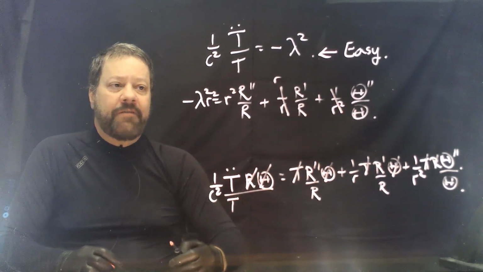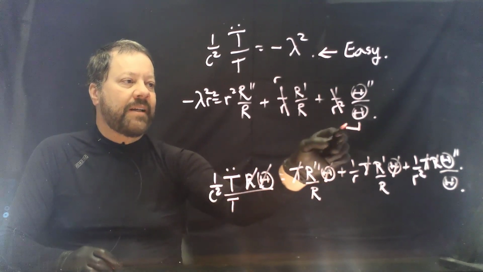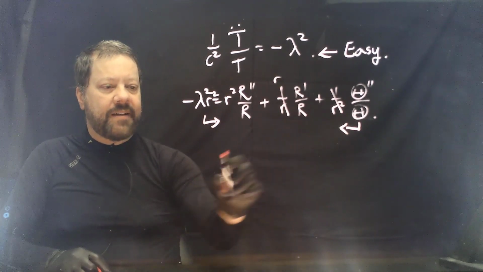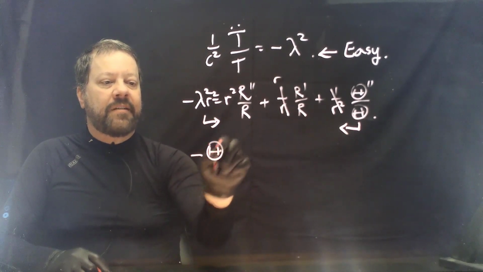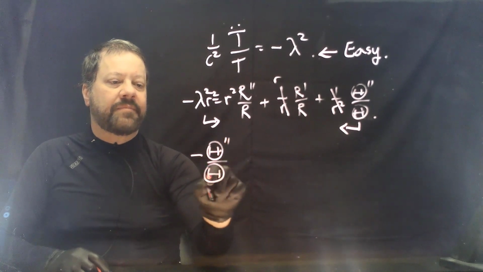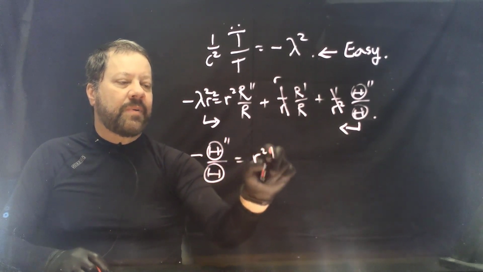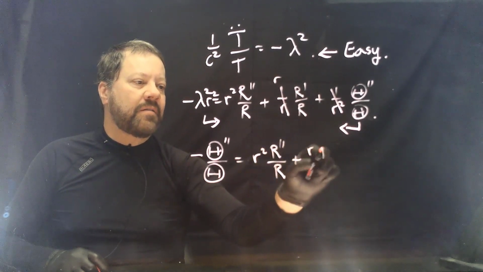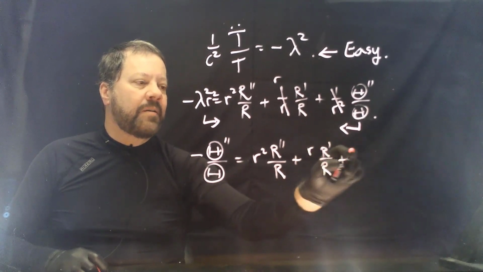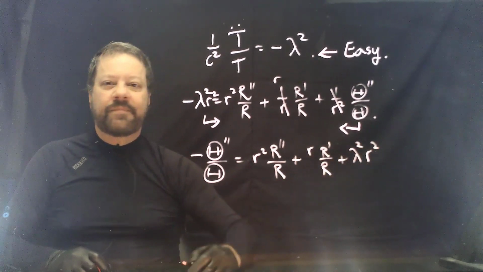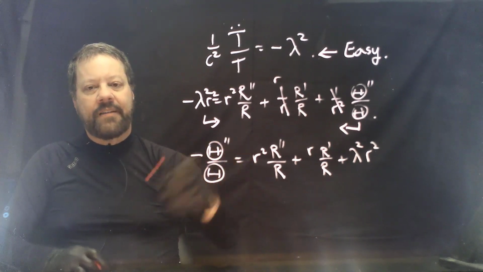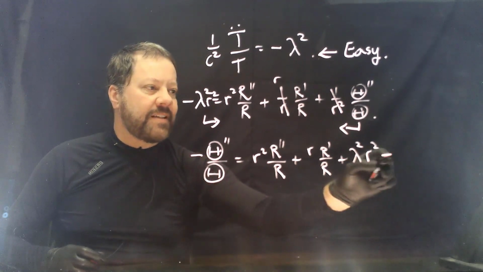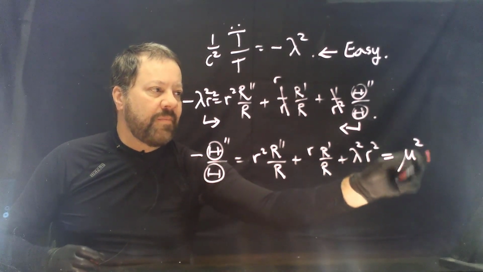Now, in order to separate variables, we'll have to move some terms around. And you can see then we'll have negative theta prime prime over theta equals r squared r prime prime over r plus r prime over r plus lambda squared r squared. Again, because we want a kind of 2 pi periodicity in these solutions at the boundary, we're going to have to set this equal to some constant mu squared.